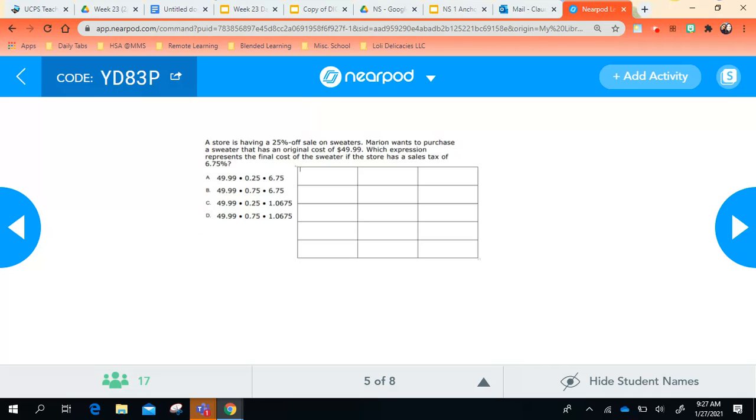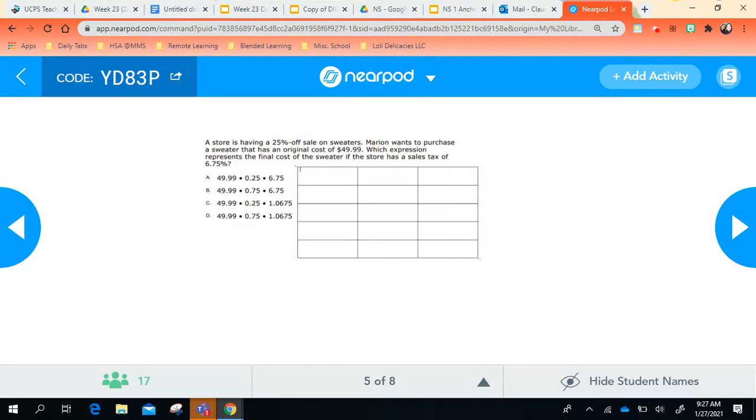It says, a store is having a 25% off sale on sweaters. Marion wants to purchase a sweater that has an original cost of $49.99. Which expression represents the final cost of the sweater if the store has a sales tax of 6.75%?